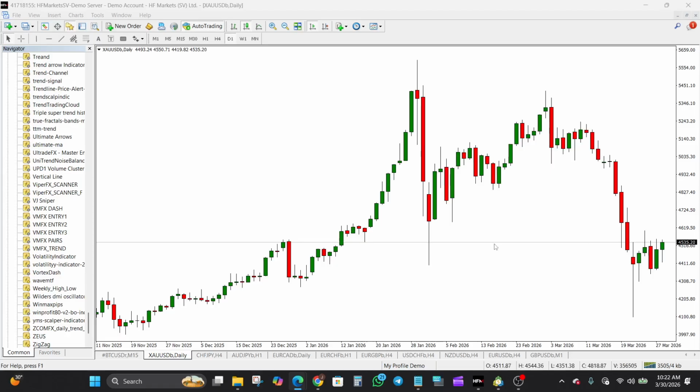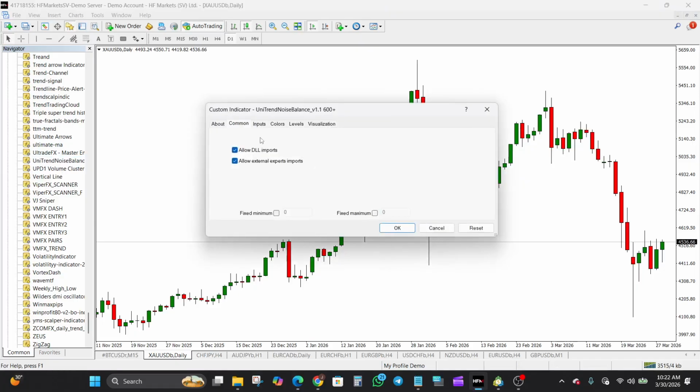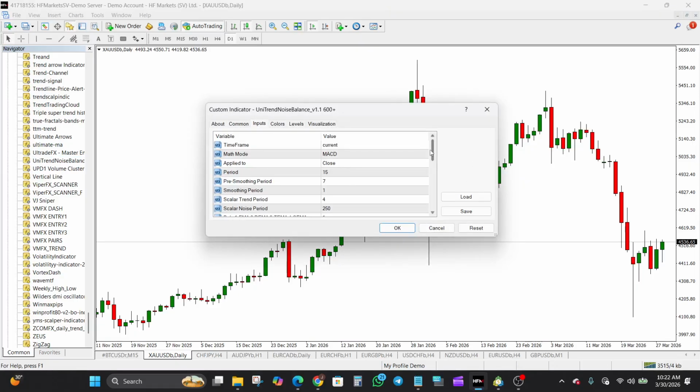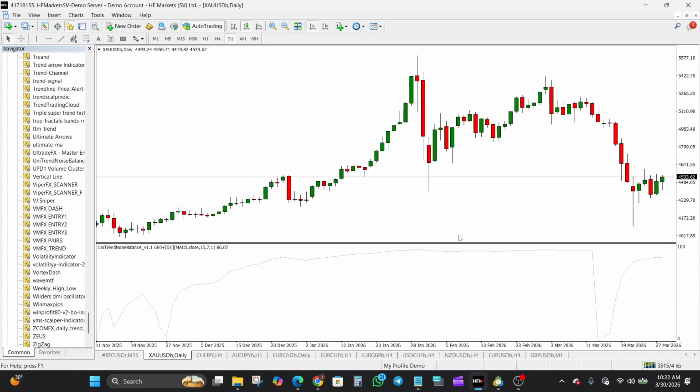All right, so let us start by adding the indicator to the chart. Drag and drop. Okay, so feel free to modify the settings of the indicator according to your taste, depending on how sensitive you want the indicator to be. And of course, you can check out other settings like the alerts and all of that. So this is how the indicator looks like.